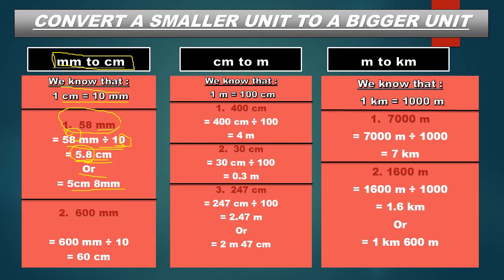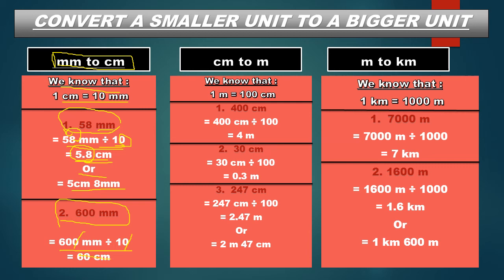In second example we have 600 millimeter. It is very easy. How do we convert it into centimeter? We divide it by 10. And when we divide 600 by 10, it is very easy, we just cancel the last zeros from both numbers, so we will get 60 centimeter.